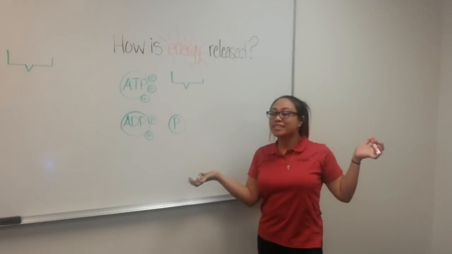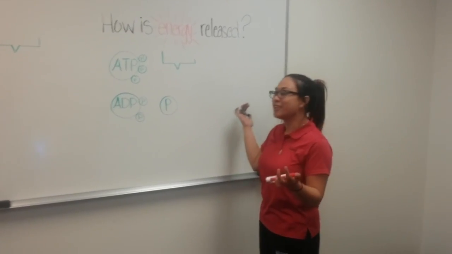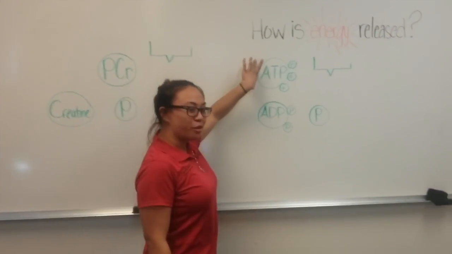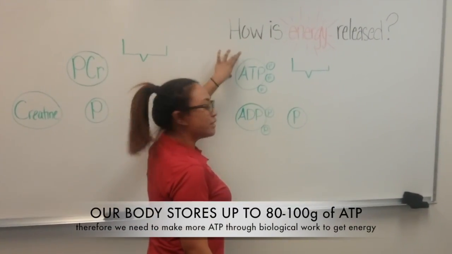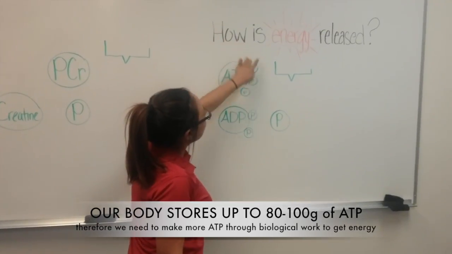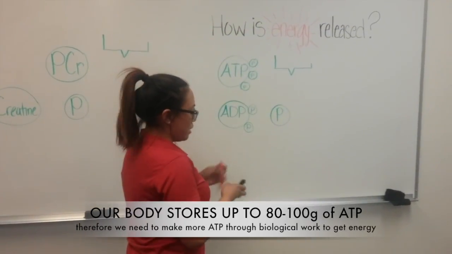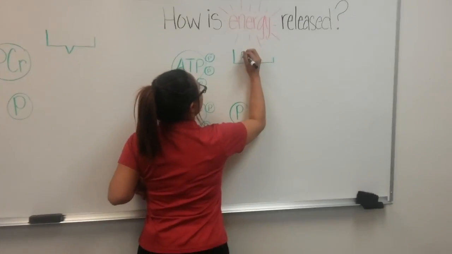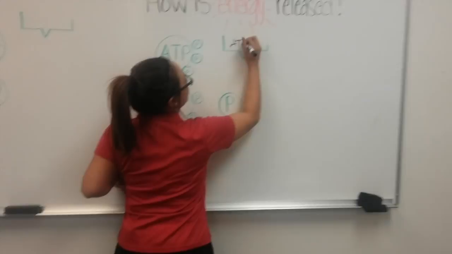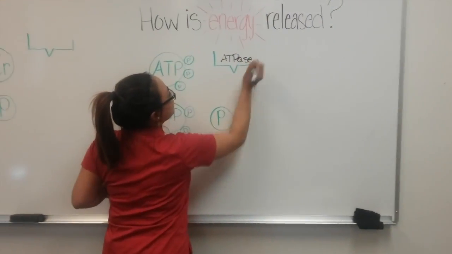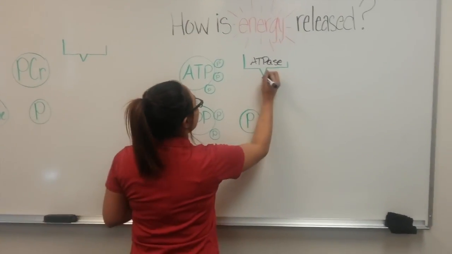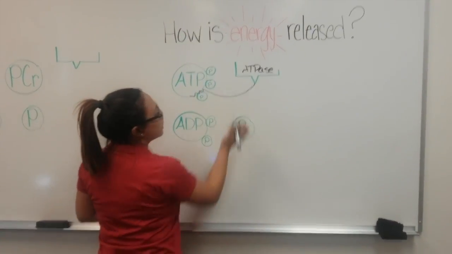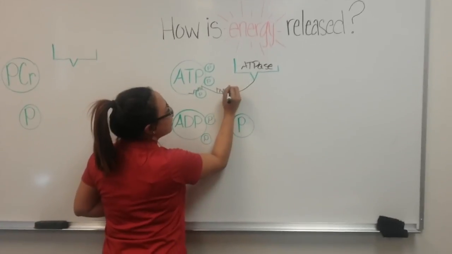All right, so how is energy released from ATP and PCR? Well, let me show you how. You have your ATP molecule, which consists of an adenosine molecule and 3 phosphate molecules. To get energy from ATP, we have an enzyme called ATPase. What ATPase does is break off a phosphate molecule, which is called hydrolysis.